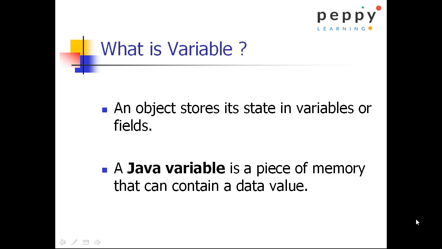What is a variable? An object stores its state in variables or fields. In other terms, a Java variable is a piece of memory that can contain a data value. As I mentioned in my initial videos, anything which is stored in a computer is stored in the memory.